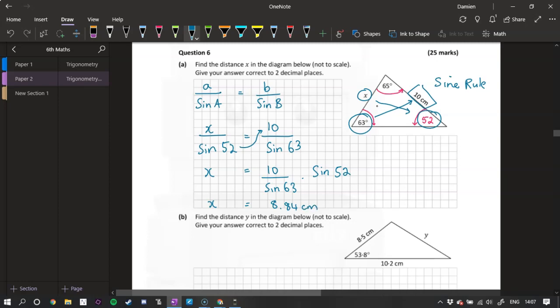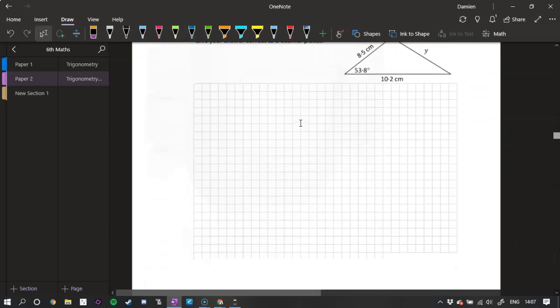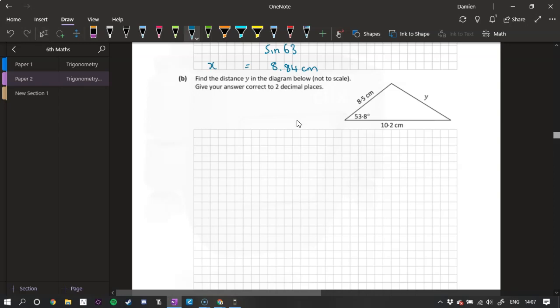Let's keep going on to the next one. Find the distance y in the diagram below, which is also not to scale, and give your answer correct to 2 decimal places. So again, we look at this question and see what we have.